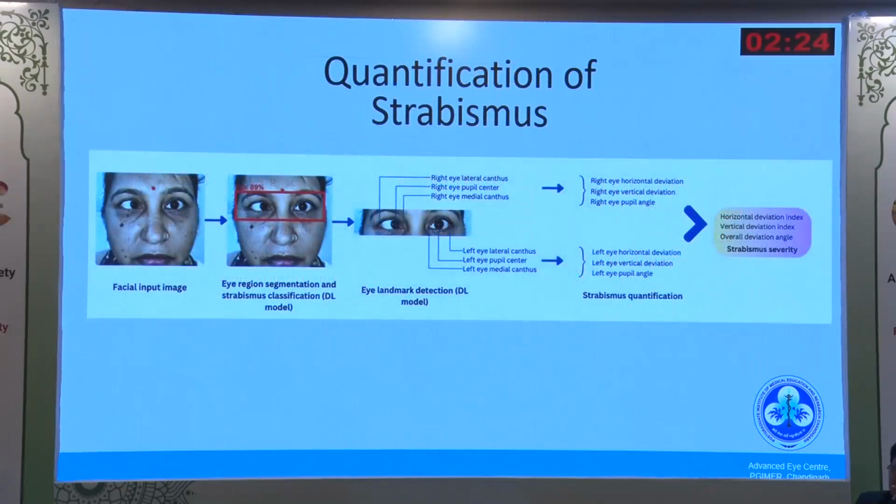The facial input image goes something like this. The eye segmentation is done by the software, and the software is taught to identify the lateral canthus, the medial canthus, and the pupillary center.